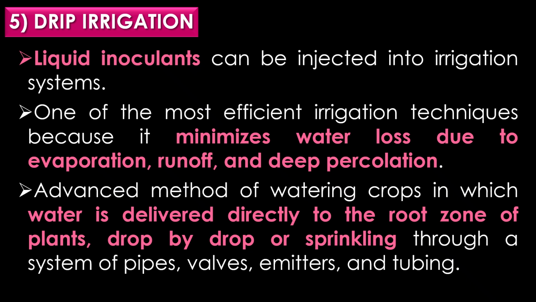The fifth method of field application is drip irrigation. In drip irrigation, the liquid inoculants can be injected into the irrigation system. Drip irrigation is considered one of the most efficient irrigation techniques because it minimizes water loss due to evaporation, runoff and deep percolation. Drip irrigation is an advanced method of watering crops in which water is delivered directly to the root zone of plants, drop by drop or sprinkling, through a system of pipes, valves, emitters and tubings.